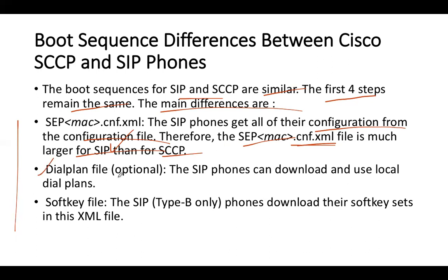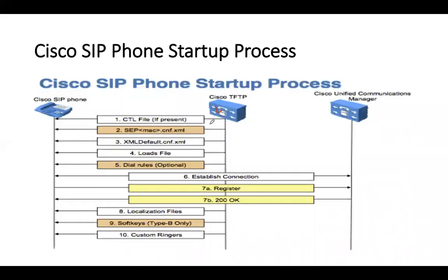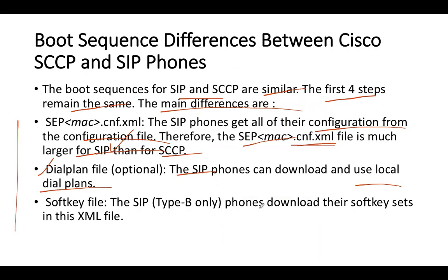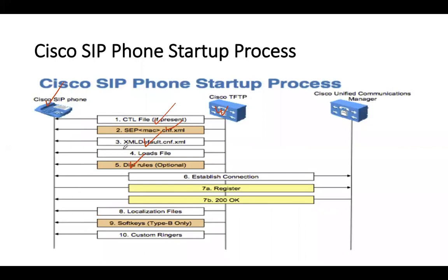Also optional, but we have the option: the SIP phone can also download the dial plans, if any, from the TFTP server. It downloads the dial rules, dial plans, XML configuration file, right? CTL, if present. If the phone already has a CTL, it won't; otherwise, it will download the CTL file from the TFTP server as well. The SIP phone also downloads its soft keys, which sit in this XML file, so they'll download that too.